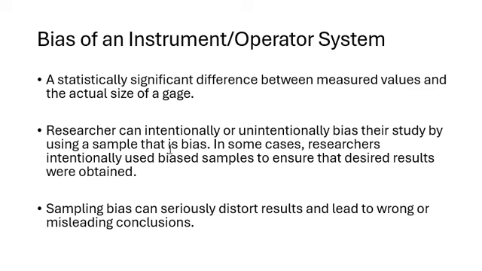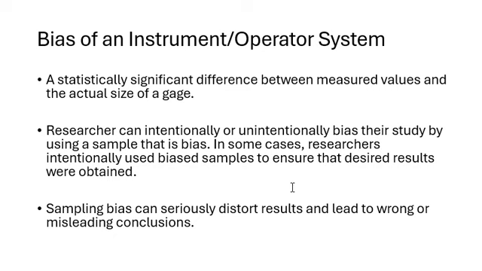Bias. We have bias in measurement, bias in instruments, bias in operator systems. Bias is nothing but a statistically significant difference between the measured value, the value that you measure, and the actual true value of your gauge. The researcher or data taker sometimes intentionally or unintentionally biases their study. Unintentionally means they make a mistake, intentionally means they are just being cruel.